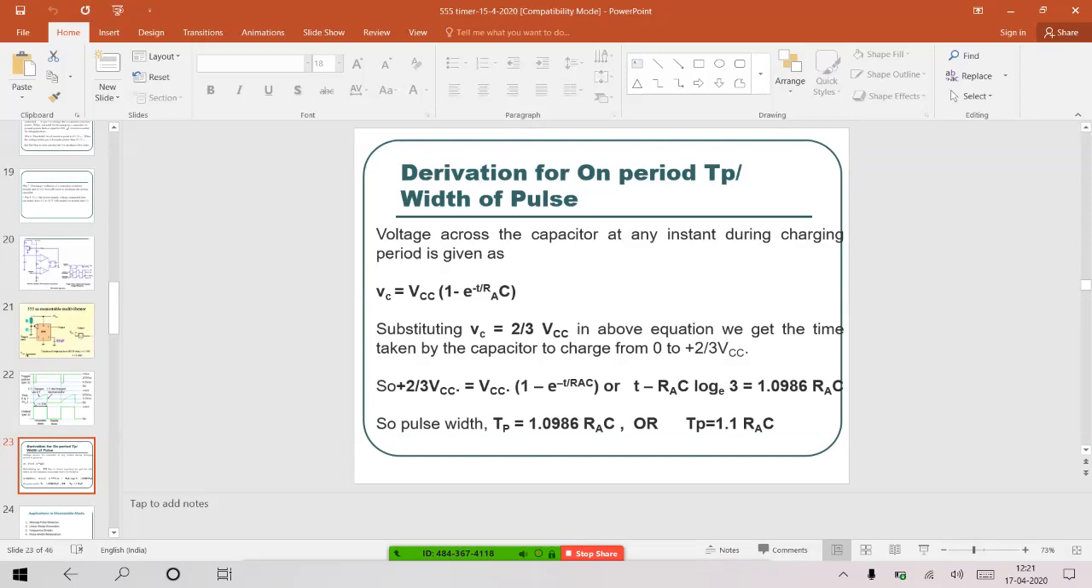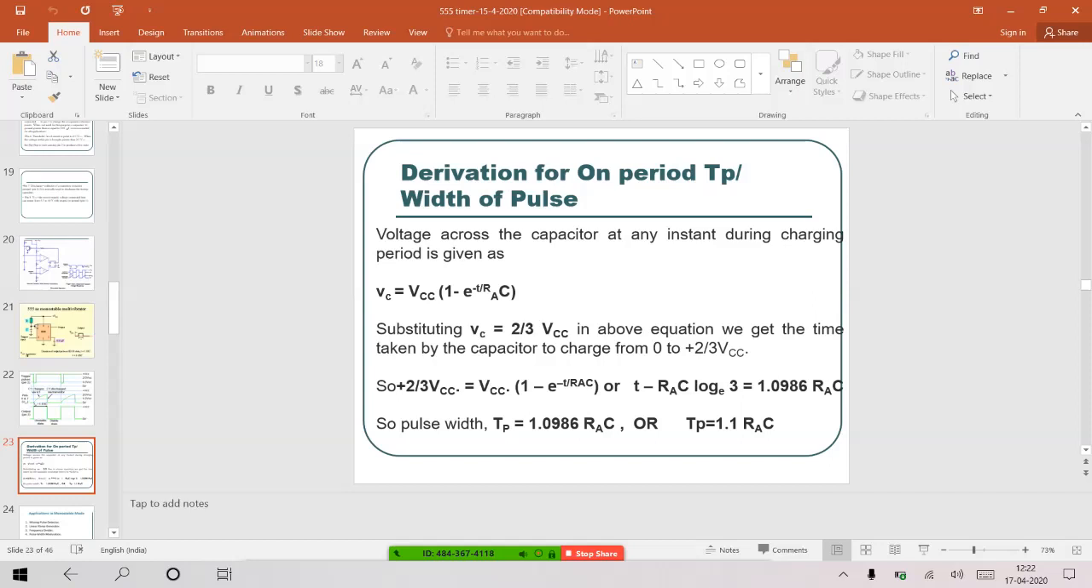2 by 3 VCC is equal to VCC into bracket 1 minus e to the power minus t by R into C, or RA into C. Please simplify this. VCC gets cancelled. 2 by 3 on the left hand side, and on the right hand side you have in the bracket 1 minus e to the power minus t by RC. Take the natural logarithm of this exponential term, and you will find the expression for t, or tp, the time period of the pulse you have generated at the output. After simplifying, you'll get the answer as 1.0986 into RA into C, or you can write it as 1.1 to be simple, into RA into C, right?